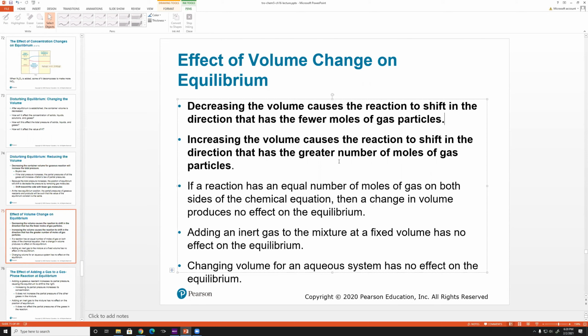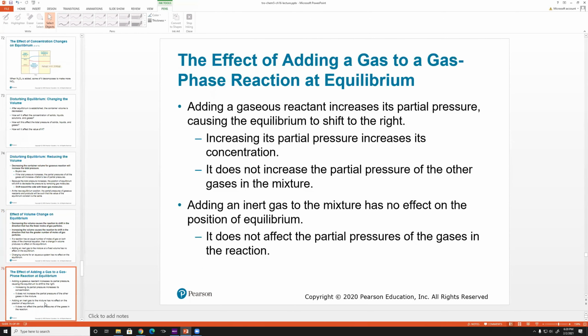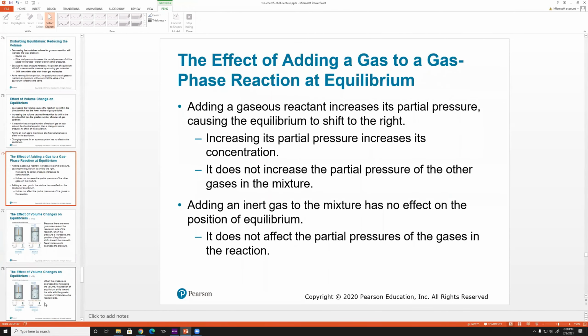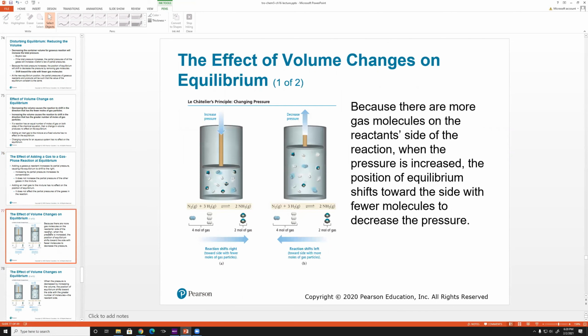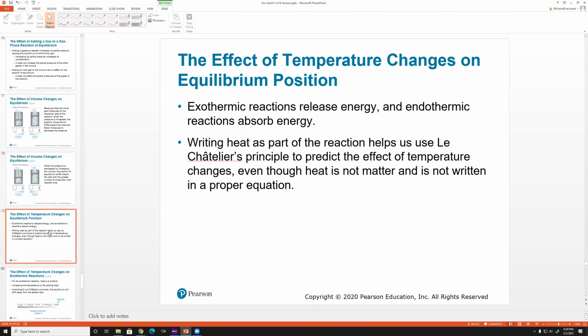If we increase the volume, we're going to decrease the pressure. To increase that pressure back to its equilibrium constant pressure, the ratio of pressures, we want to move the reaction in the direction of the greater number of gas moles. And this doesn't change if you have inert gases or different types of non-solution entities in it.